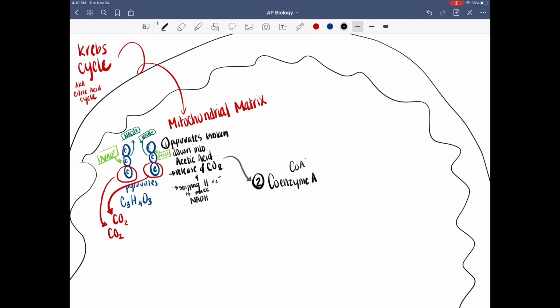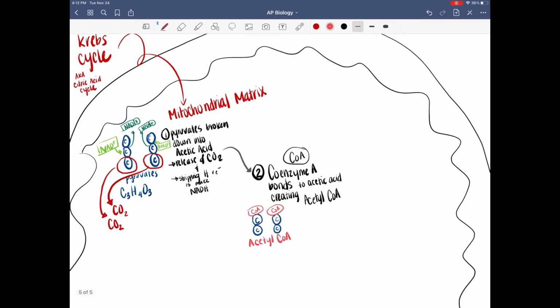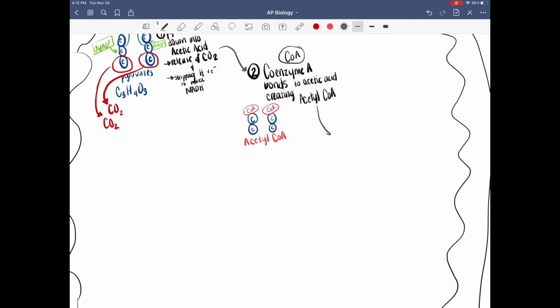So step 2 in the Krebs cycle is where we'll have coenzyme A come in and bond to the acetic acid, creating acetyl-CoA. All right, so we have that 2-carbon molecule, and we add in CoA. You don't really have to know specifically what the formula is. You just need to know we have CoA added, and it turns into acetyl-CoA.